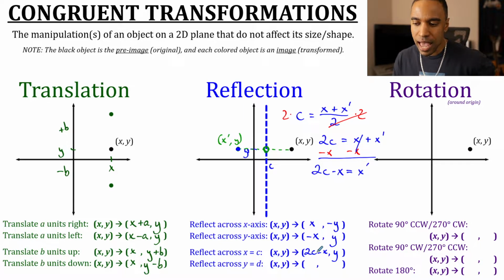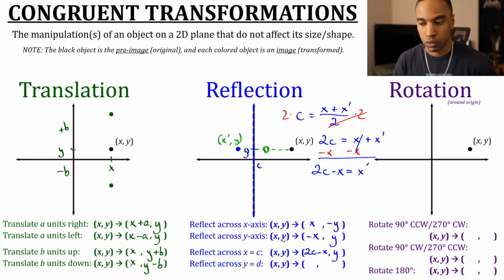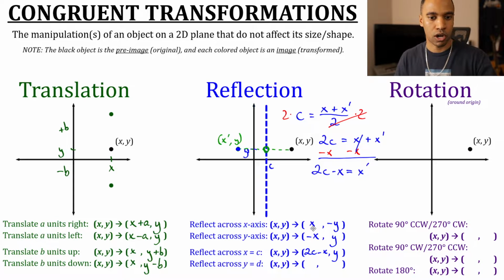And this thing actually applies even to reflecting across the y-axis here. The y-axis is at x equals 0. See, in this case, c equals 0. 2 times 0 minus x is negative x. So that still applies, but generally, for any other non-zero value, you have to do a little bit more to it. It's not just changing the sign. It's 2 times whatever number you have minus x.